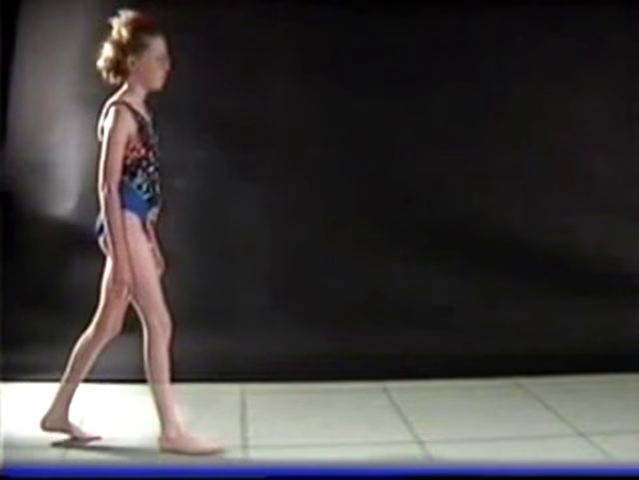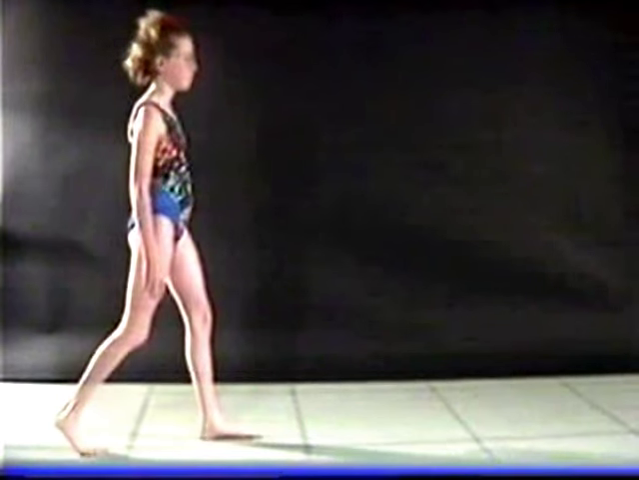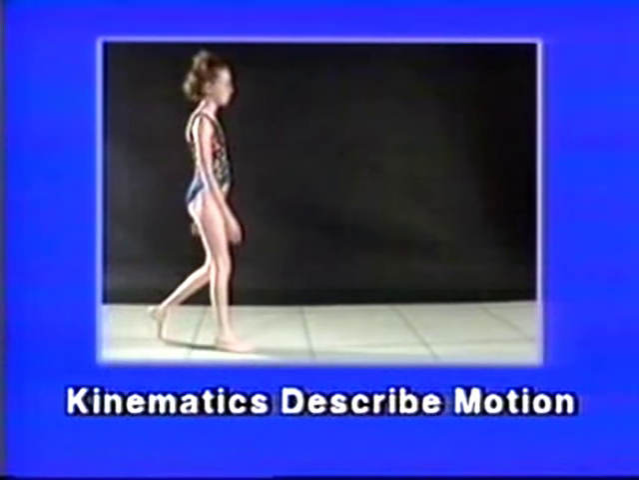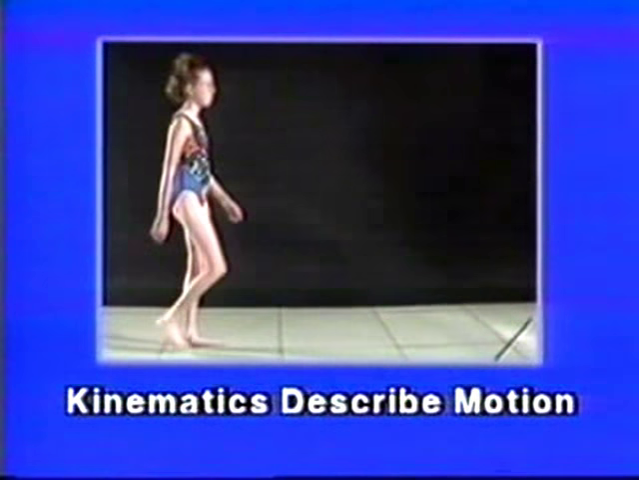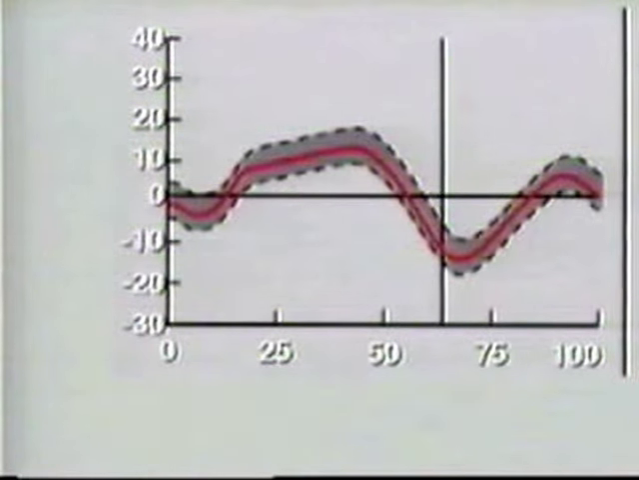In describing ambulation, we use the terms kinematics and kinetics. Kinematics are the parameters used in the description of locomotion, including joint angles, displacements, velocities, and accelerations. They are plotted on a graph as a function of time. A simple example of kinematics is the graph of the ankle.